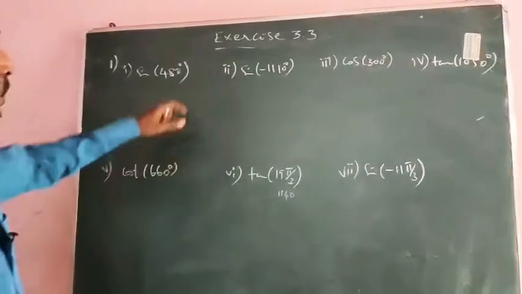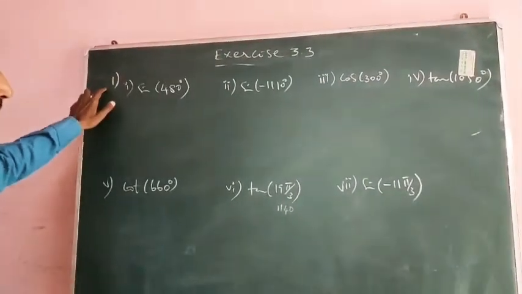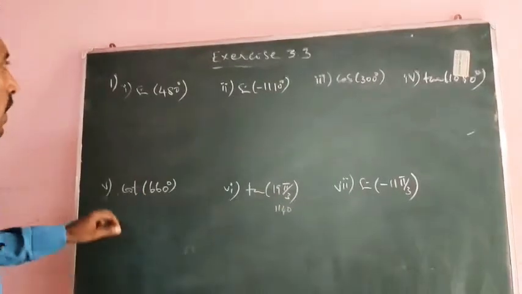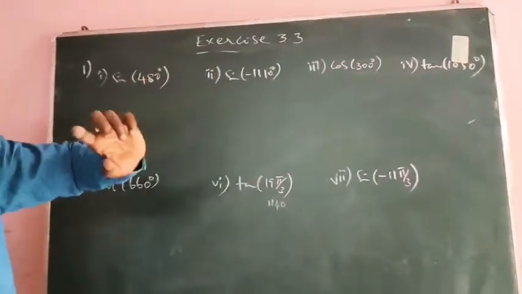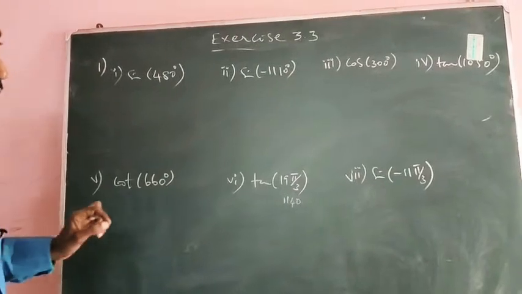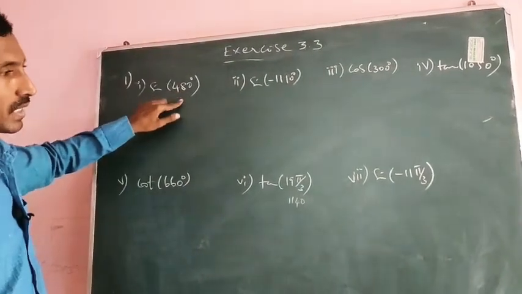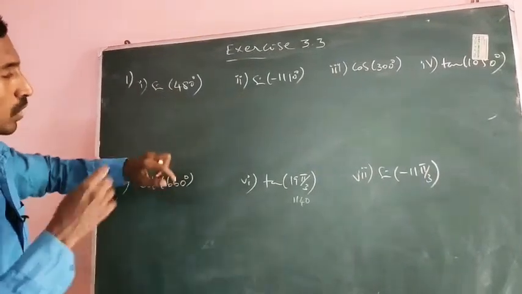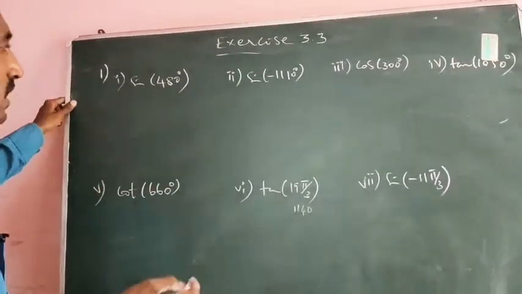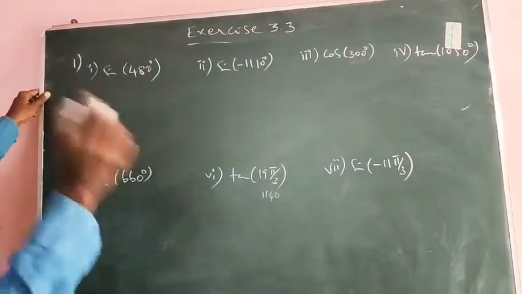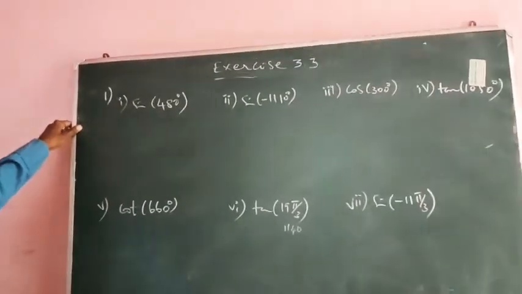My dear students, now exercise 3.3, first question. There are 7 subdivisions. Find all the values of that. So my dear students, the initial information is that if we multiply by 360, we can exclude the number of multiples of 360 and find out the value for the remaining angles. That is the easy way to obtain it.